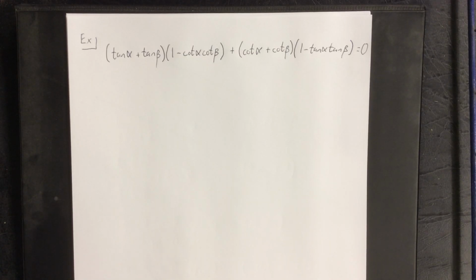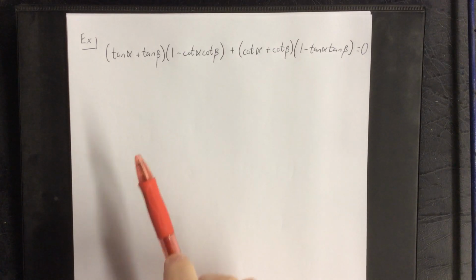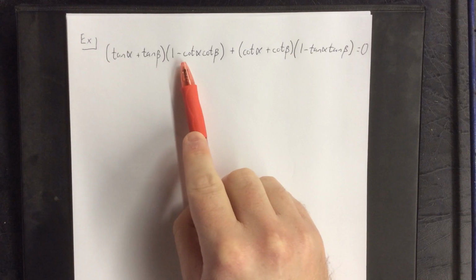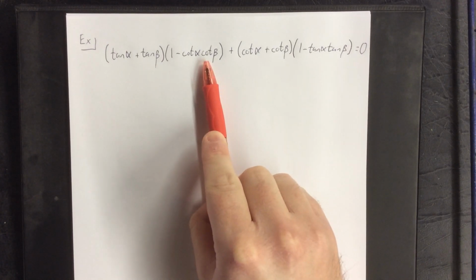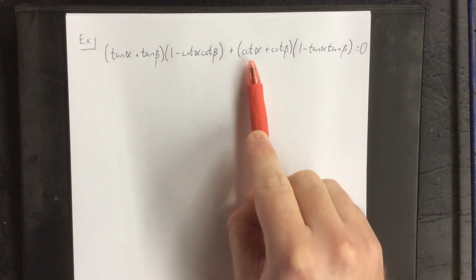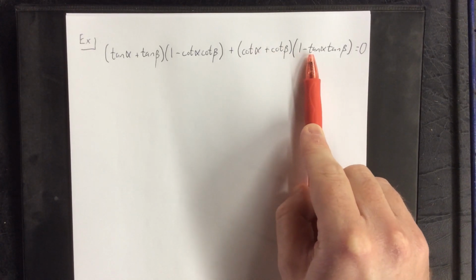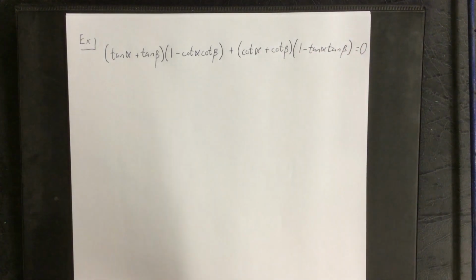We're going to try out one more example of verification of a trigonometric identity. For this one, we have the product of tangent of alpha plus tangent of beta and 1 minus the cotangent of alpha times the cotangent of beta, plus the product of cotangent of alpha plus cotangent of beta times 1 minus tangent alpha tangent beta. That's all equal to 0.